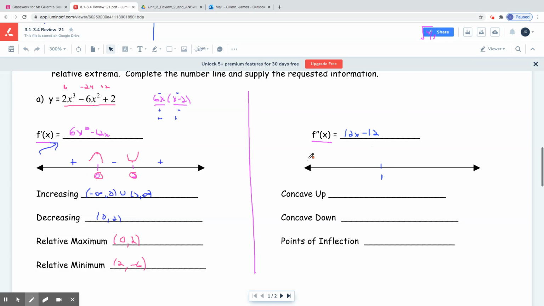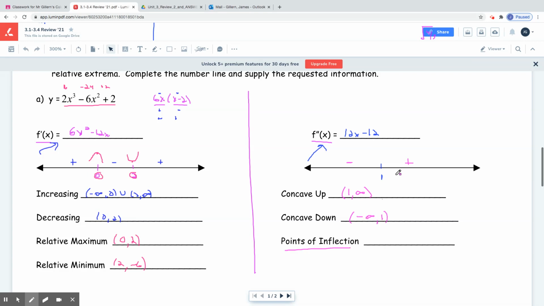Remember, what we do on the number line, we plug back into the derivative. So when I plug in 0, I get a negative. I plug in 2, I would get a positive. Wherever the second derivative is positive, that's where it's concave up. So you just write that interval. Down is where it's negative, negative infinity to 1.